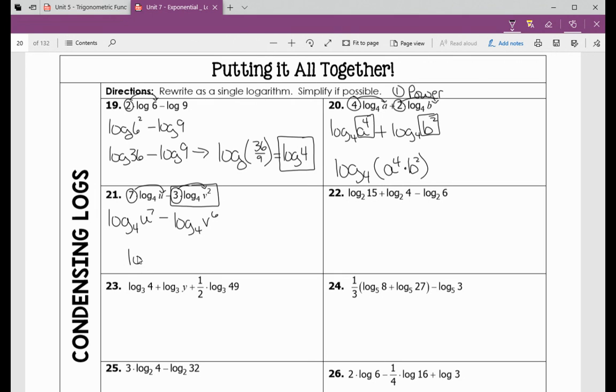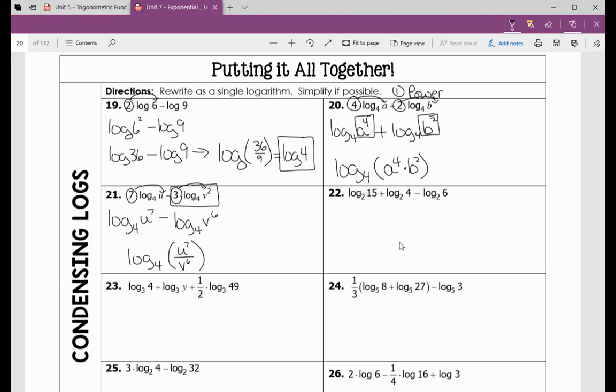And now I can condense it down to one logarithm, but will that logarithm have a multiplication or a division behind it? Division. Oh, that's a V, I apologize. Now, you can't reduce a u over a v, so it will just stay log base 4 of u to the 7th divided by v to the 6th.